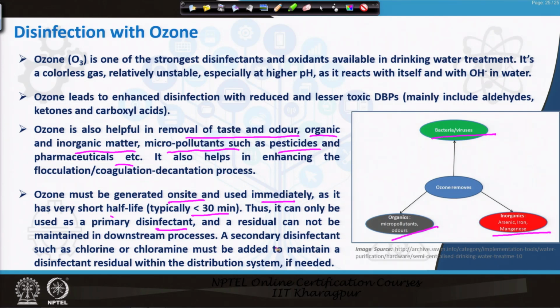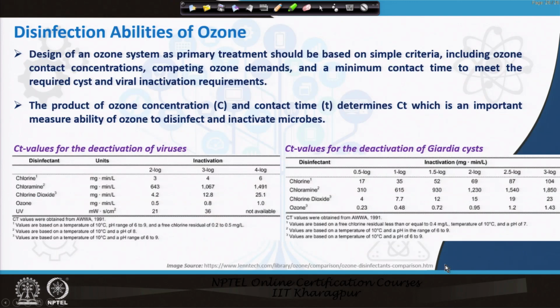So for that we need a secondary disinfectant such as chlorine or chloramine, which we can add to maintain a disinfectant residual within the distribution system. So we can go for primary disinfection with ozone, and then use a chlorine compound for secondary disinfection.